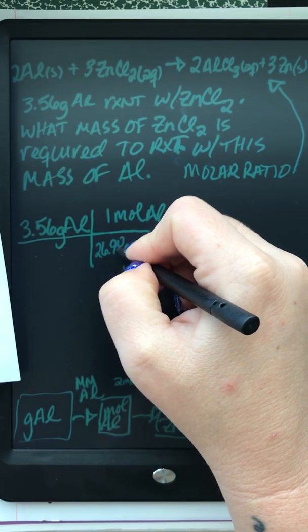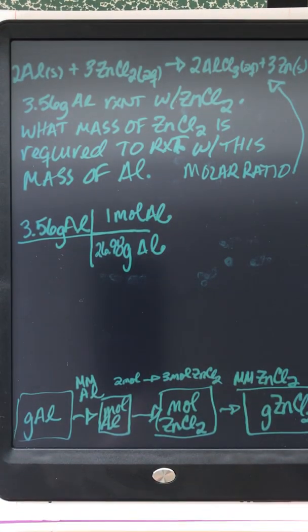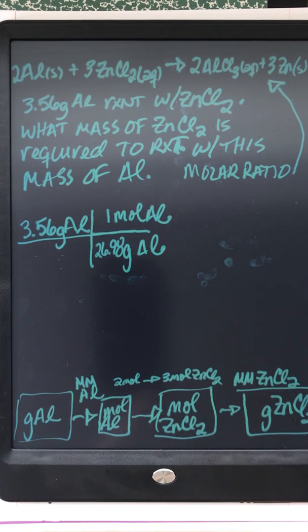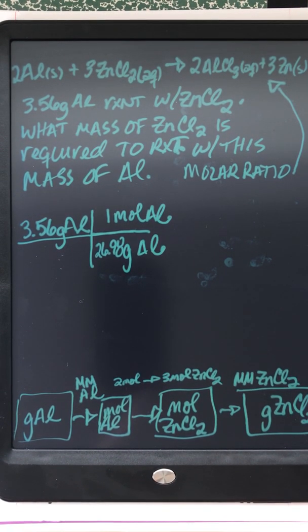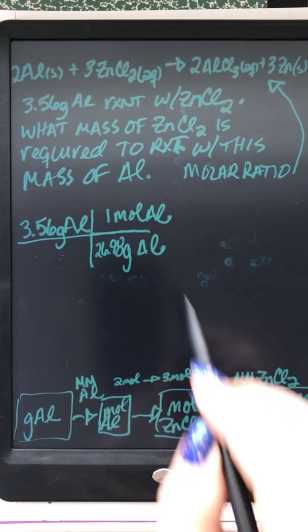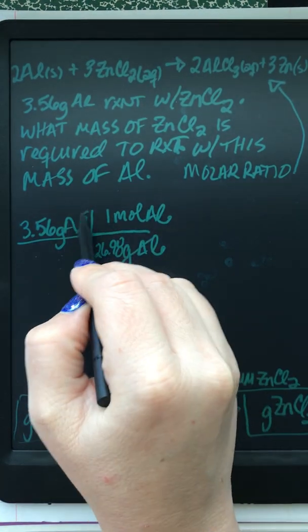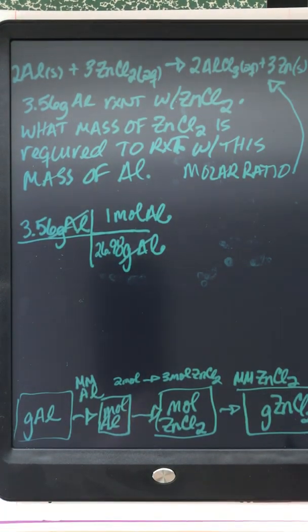Do you have to round it out, or do you have to put the thousandths place also? I don't care. I would give you the answer; it would be correct either way. So this will cancel out my grams of aluminum here.